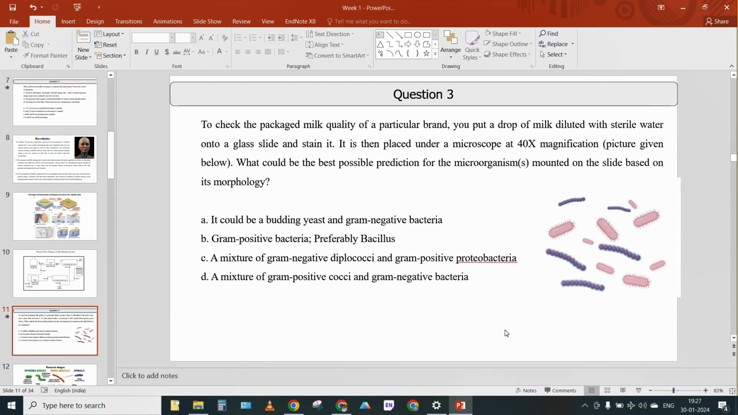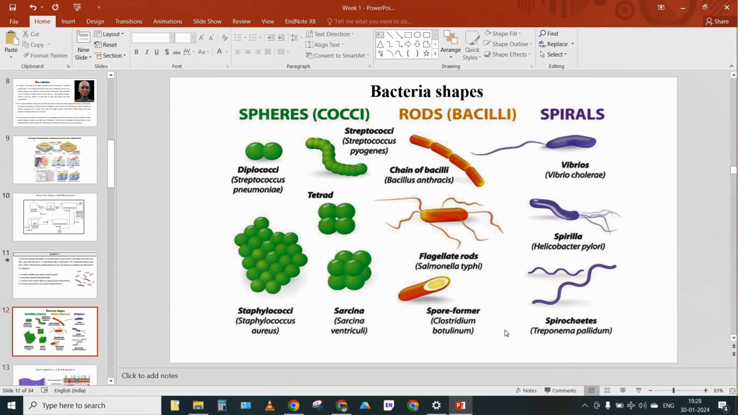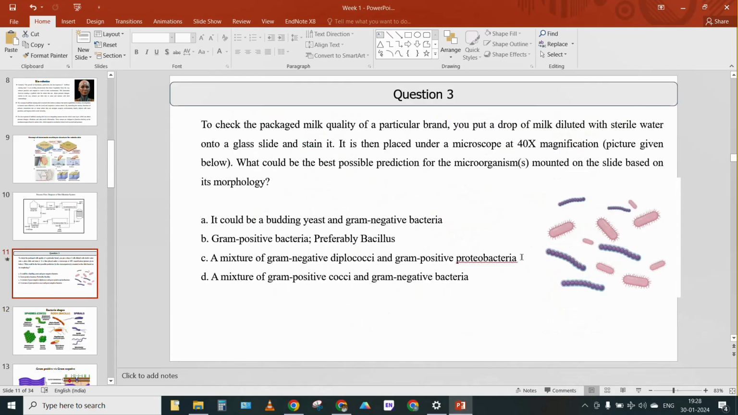So option D, because gram positive cocci are stained with gram stain and show purple color as a result of the staining, whereas the bacilli are showing gram negative stain because of the lack of a peptidoglycan layer which holds onto the gram stain. Okay, good. So the correct answer is option D, a mixture of gram positive cocci and a gram negative bacteria.